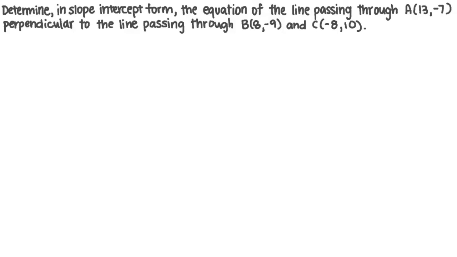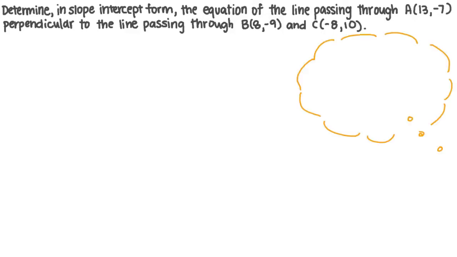In the next example, we need to find the equation of a line if we're given a point on that line and then 2 points on a line perpendicular to that line. Determine in slope-intercept form the equation of the line passing through A (13, negative 7), perpendicular to the line passing through B (8, negative 9) and C (negative 8, 10).